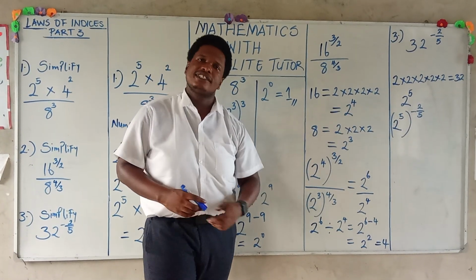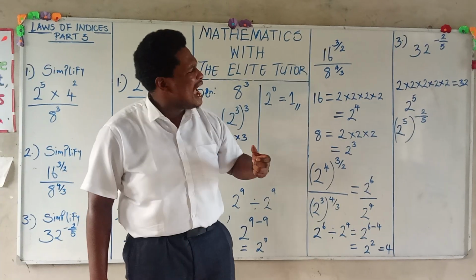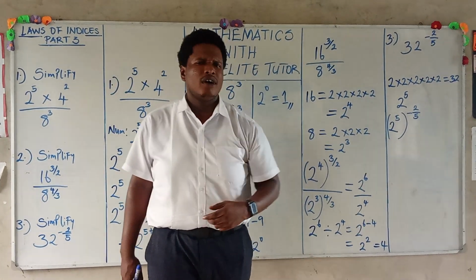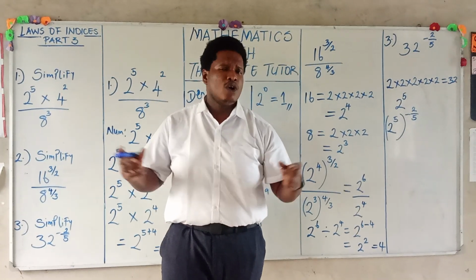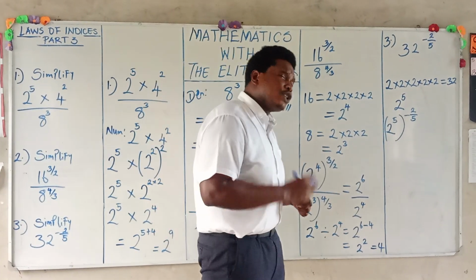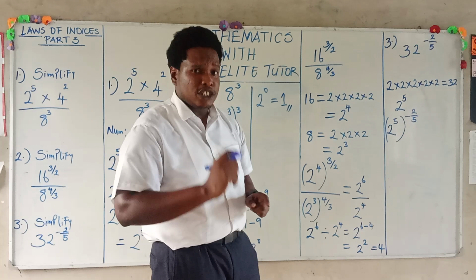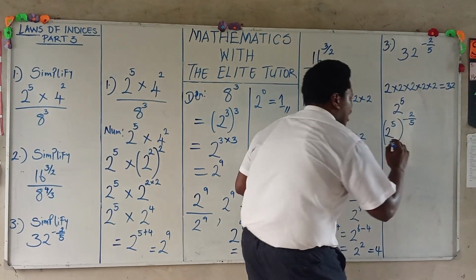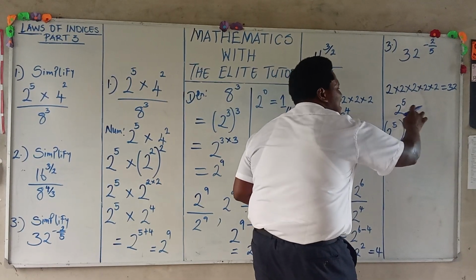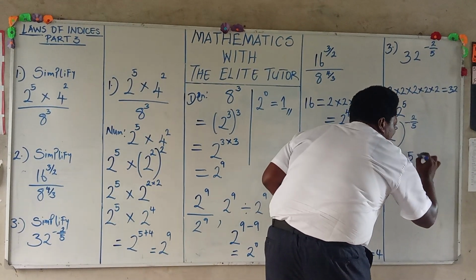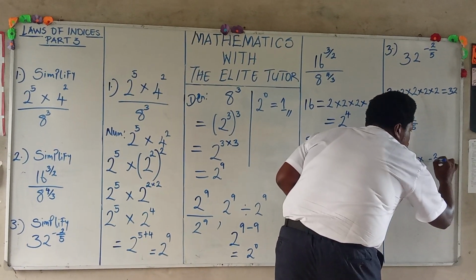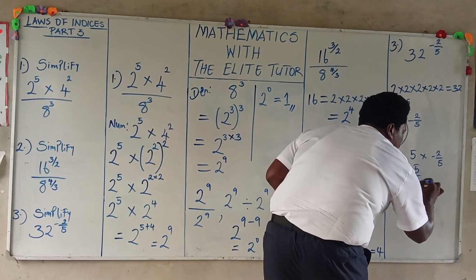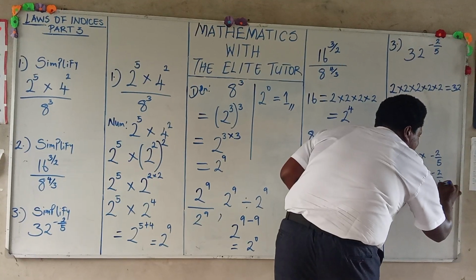Now it looks less complex. At this point we can go ahead and apply the power of power law. When a power is raised to another power, what do we do? We multiply both powers. Don't forget this power is negative, so take it into consideration. So let's multiply the power. The power here is 5 times negative 2 over 5, which is the same thing as 5 over 1 times negative 2 over 5.